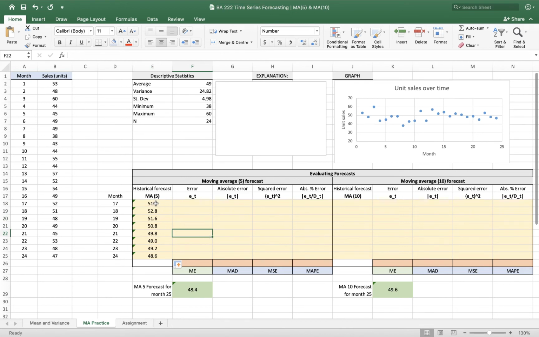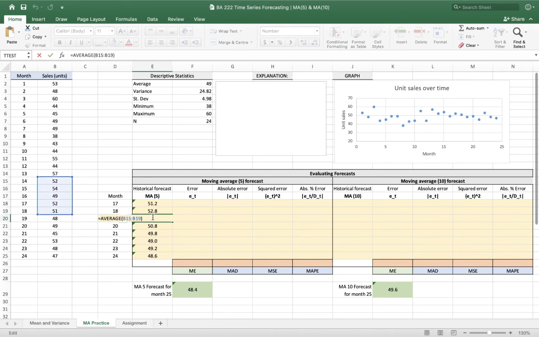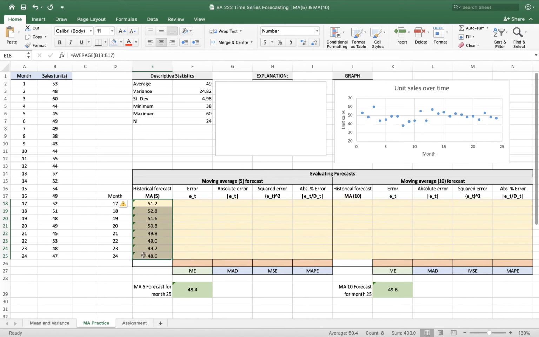The thing to note is that as we click in each of these historical forecasts, you can see that the 5 historical cells it's referencing move. It's a moving average. Each month you take the previous 5 months, and when the next month comes along, you drop the oldest month and pick up the most recent month. So this here is our moving average forecast, moving average 5, our historical forecast.